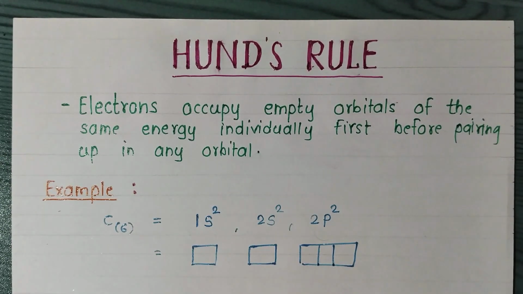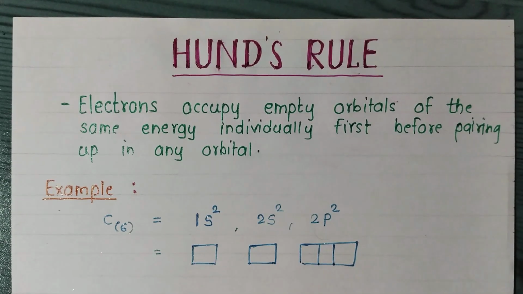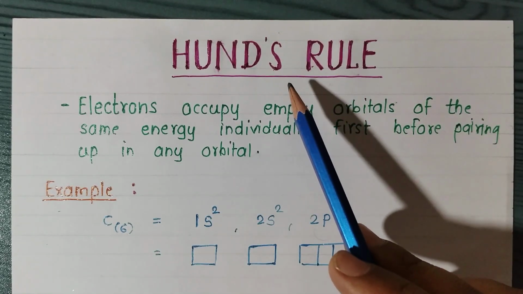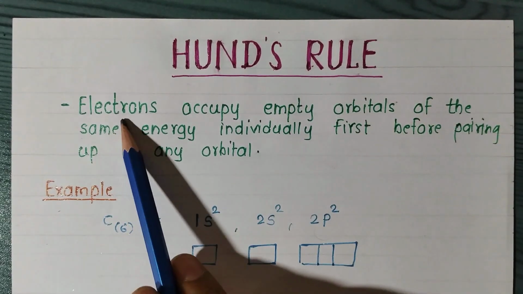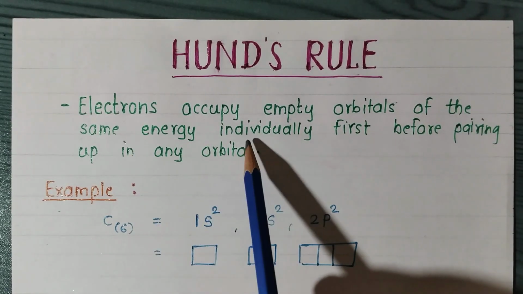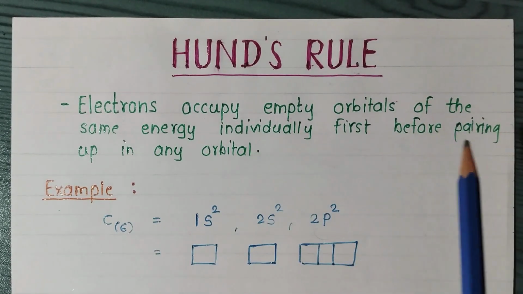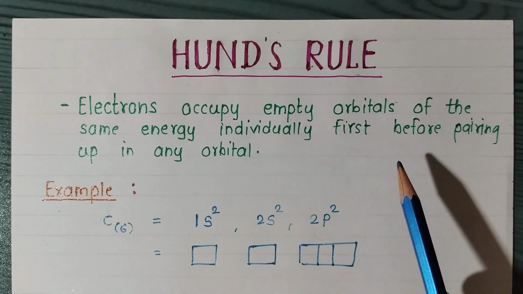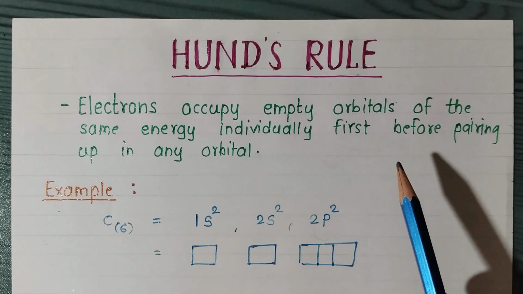Today we are going to understand one of the important concepts of chemistry, that is Hund's rule. So what is Hund's rule? Hund's rule says that electrons occupy empty orbitals of the same energy individually first before pairing in any orbital. Means we simply call it, electrons prefer to stay alone in orbitals before sharing space.